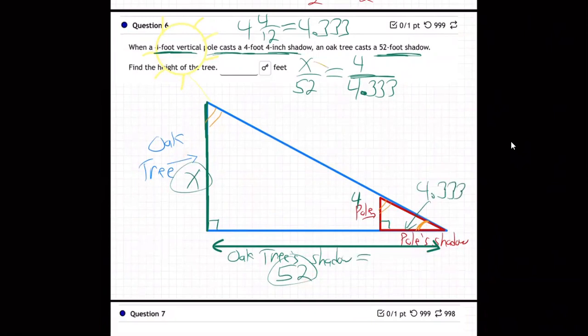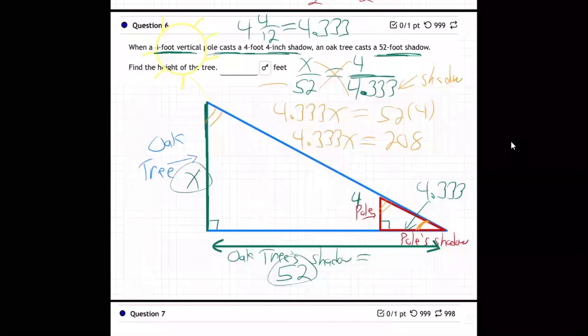And there we go, cross multiply. So 4.333x is 52 times 4. You don't have to draw the picture on this one. I'm just doing that so you can see why this is really true. You could just put the shadow numbers on the bottom. This is shadow, this is shadow. You don't really need to draw the picture. Just put both the shadow numbers on the bottom and you're good. You don't need to spend time doing the whole picture thing.